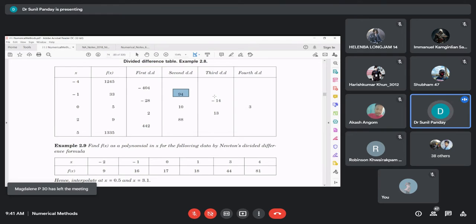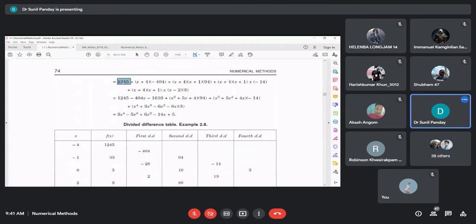So f of x naught is as it is, 12, 4, 5. And then the first term is x minus x naught. So x naught is minus 4. So x minus x naught is x plus 4. And first divided difference between x naught and x1, which is this one. Then the second term is x minus x naught into x minus x1. X minus x naught means x plus 4, and x minus x1 is x plus 1, because x1 is again minus 1, so it should be x plus 1.